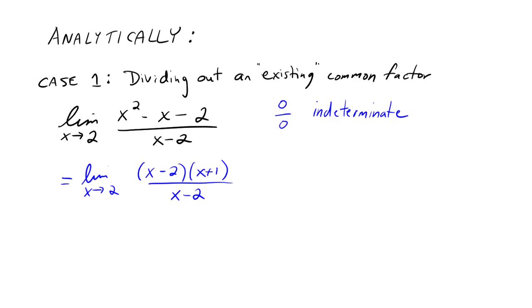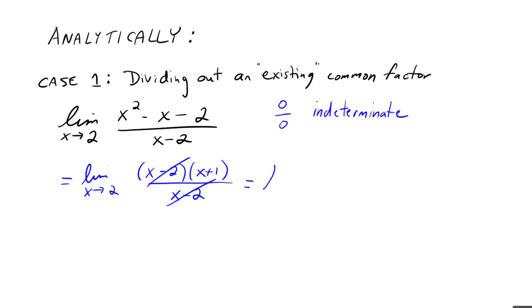So what we're going to do now is, normally you would not just cancel out factors in a function, but we have a special case here. We're only looking at the limit, and the limit doesn't care what's happening at the point. So we can go ahead and cross out the x minus 2 factors because the limit doesn't care.